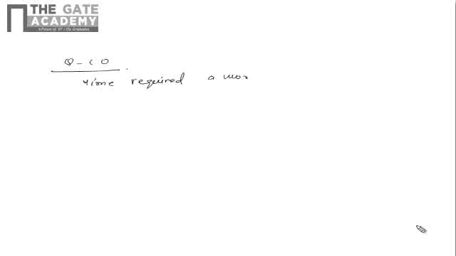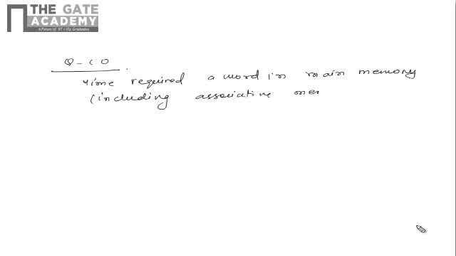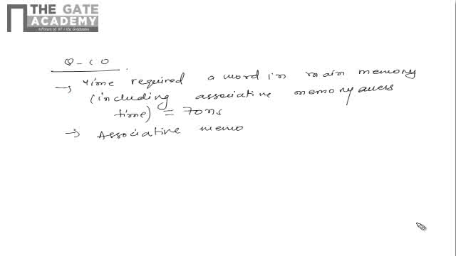to read a word in main memory including associative memory access time, it is given as 70 nanoseconds, right? And to access associative memory, the associative memory access time is given as 20 nanoseconds, right?